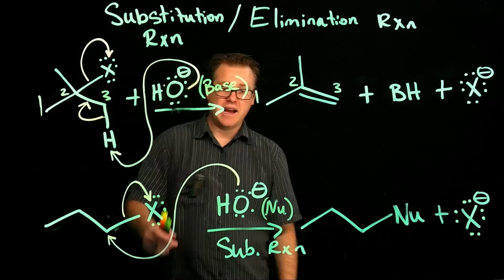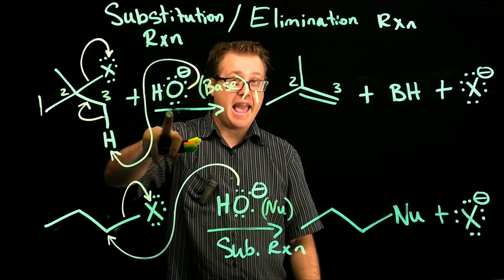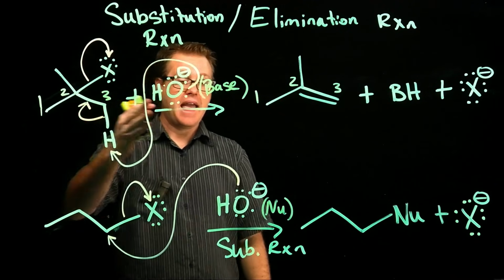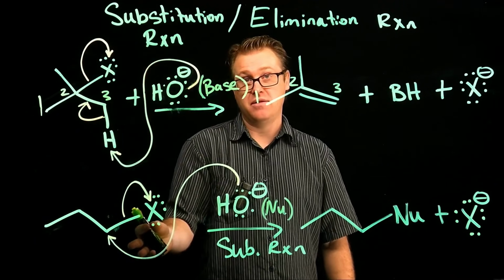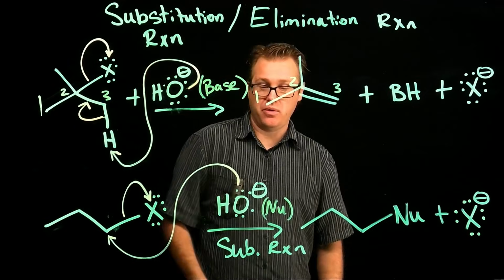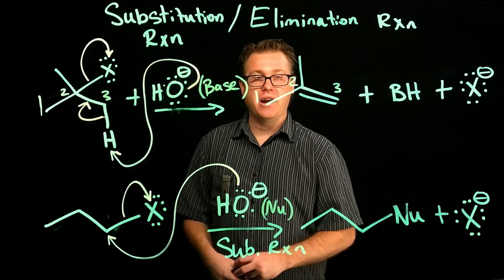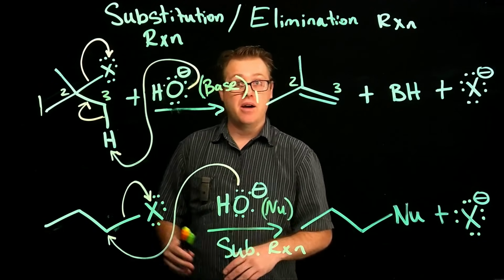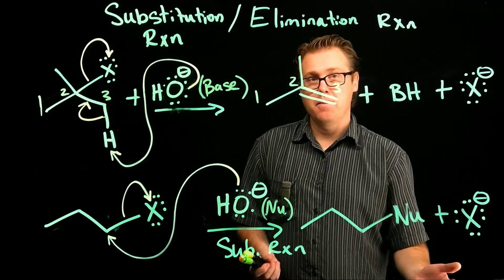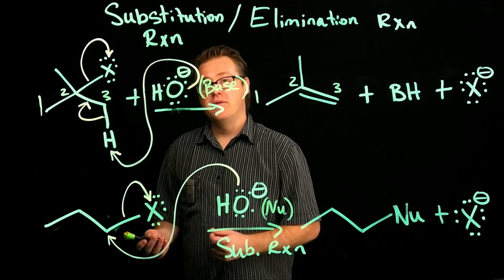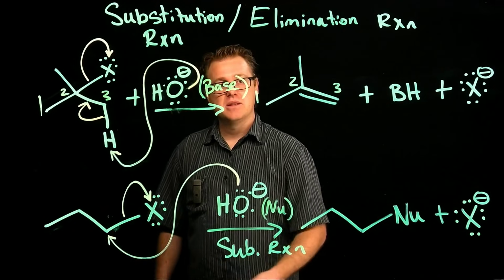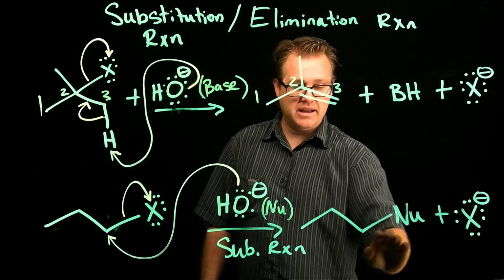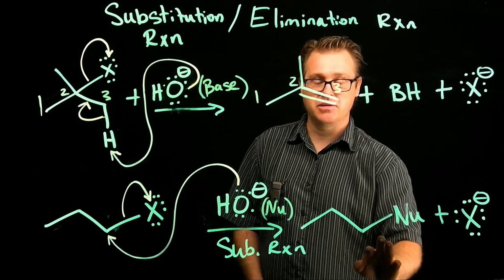So because hydroxide can behave as a base and behave as a nucleophile, when we do these reactions, we are going to get a mixture of products. We're going to get some of the substitution product, and we're going to get some of the elimination product. So this will be an example of an elimination product, and this would be an example of a substitution product.